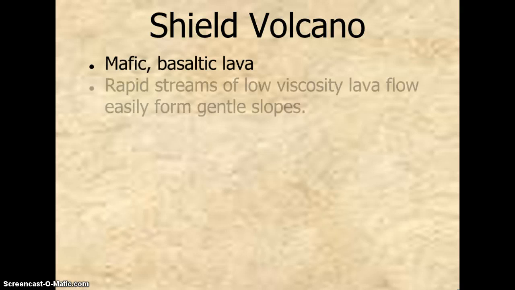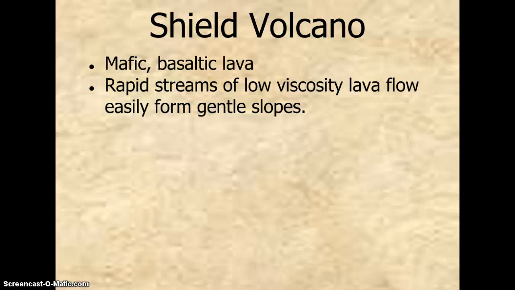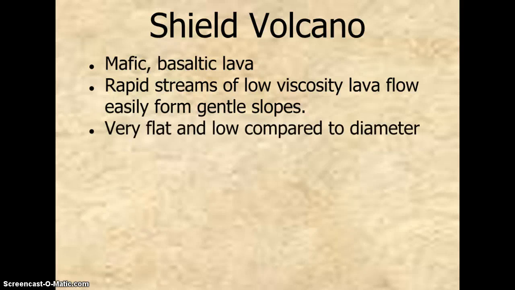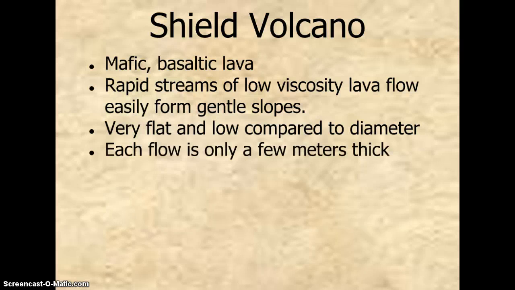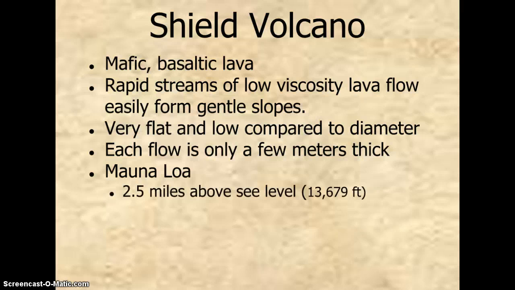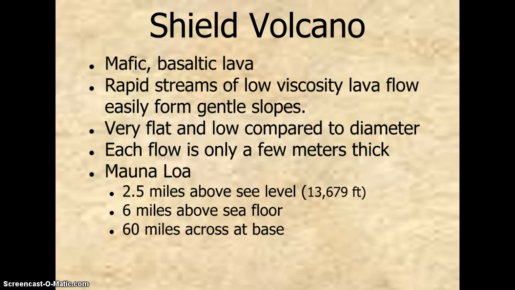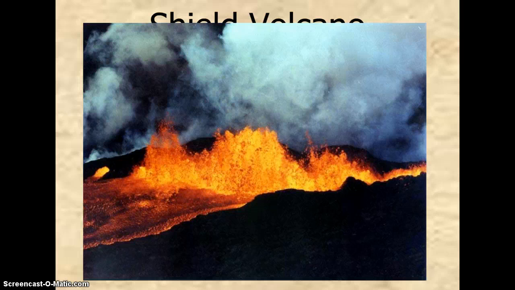Shield volcanoes tend to have mafic or basaltic lava, and they have quick streams of thin, low viscosity lava flowing easily from their gentle slopes. They tend to be pretty flat and low compared to their diameter. Each of their flows is only a few kilometers thick. Mauna Loa in Hawaii is a classic example of that. It's 2.5 miles above sea level, and it goes 6 miles to the ocean floor, but it's 60 miles at its base. So you can see it kind of bubbles out.